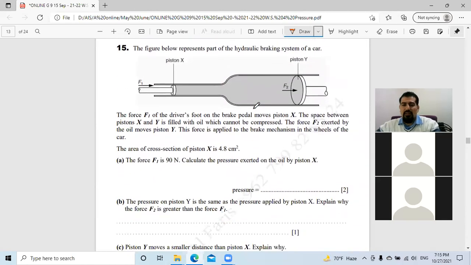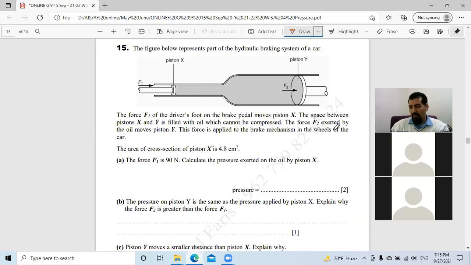Okay. Another question about hydraulic systems. What do they ask? The figure below represents parts of a hydraulic braking system of a car. A force F1 of the driver's foot on the brake pedal moves piston X. So piston X is moved, and piston Y is moved to push the braking on the wheels. So that's why the force is huge, and that's why they can stop a car only by pressing the brake pedal.